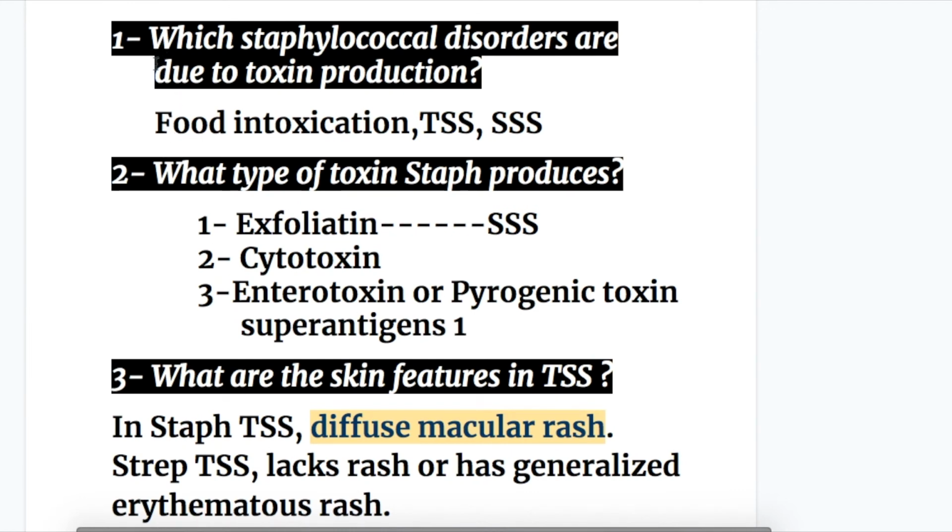Which staphylococcal disorders are due to toxin production? The 3 disorders which are due to toxin production are food intoxication, toxic shock syndrome, and scalded skin syndrome. Question number 2. What type of toxins staph produces? It produces 3 types of toxins. Exfoliating, that causes scalded skin syndrome. Number 2, cytotoxin, and number 3, enterotoxin and or a related pyrogenic toxin superantigen 1.